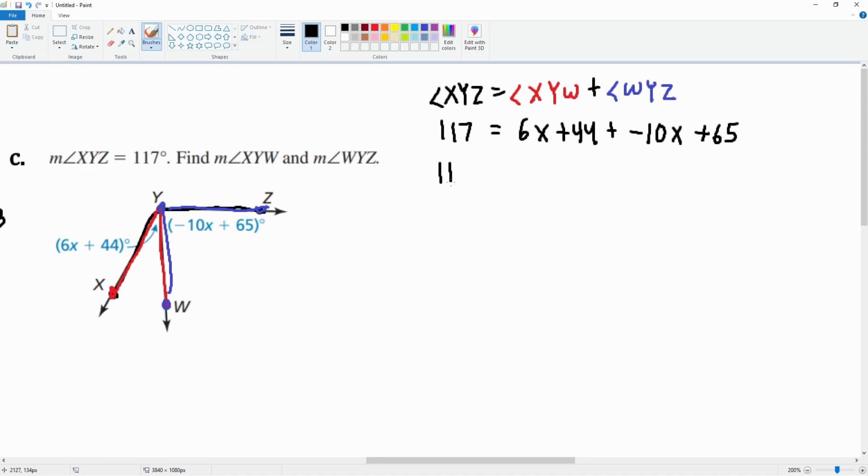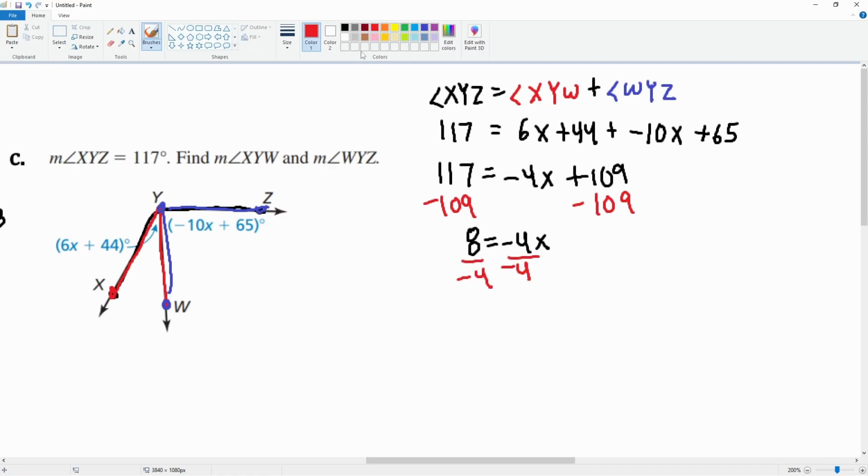Bring down the 117. 6x plus negative 10x is negative 4x. 44 plus 65 is 109. Subtract 109 from both sides. So we have 117 minus 109. That gets us 8 equals negative 4x. So divide both sides by negative 4. We get x is equal to negative 2.